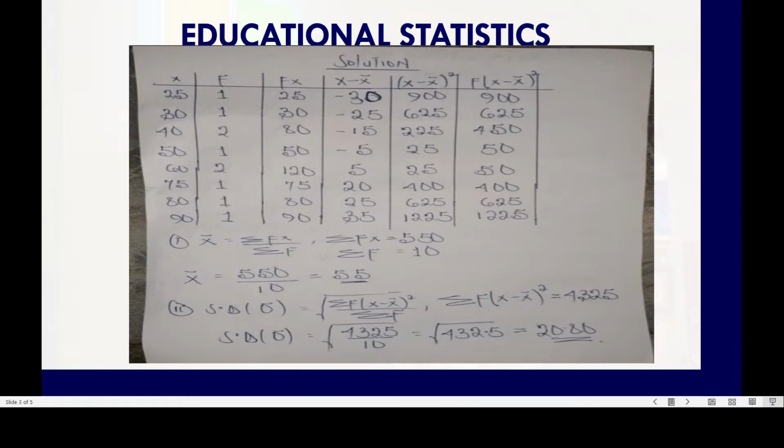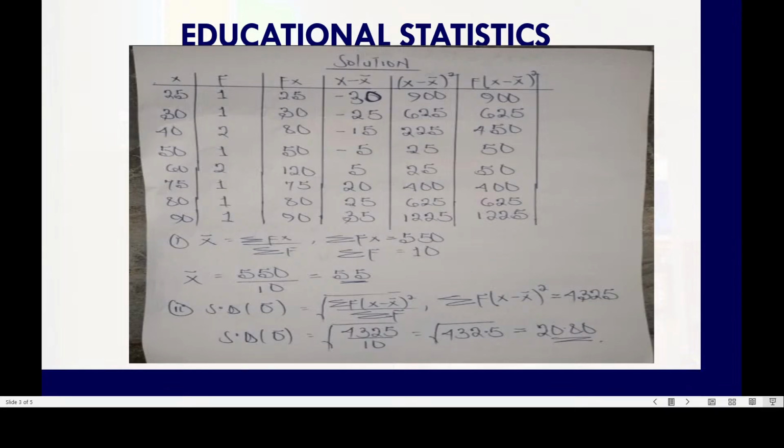So what I need in the formula is f into s minus s bar all squared over f. So my table will contain s minus s bar, s minus s bar squared, and f into s minus s bar squared, because I need these three data. So who are the x? The s are the scores. Who is the s bar?